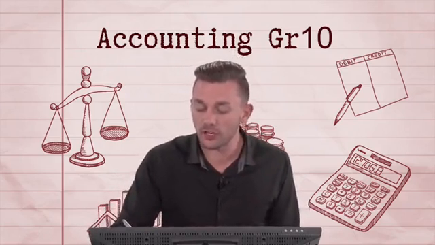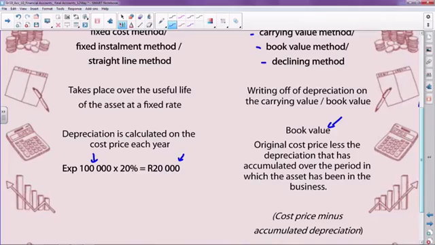Firstly, you need to go and calculate your book value. Now, how do I get the book value? I need to take the cost price minus all the value lost, so therefore the accumulated depreciation from all the previous years, and then you'll get the book value, or I can call this the carrying value.